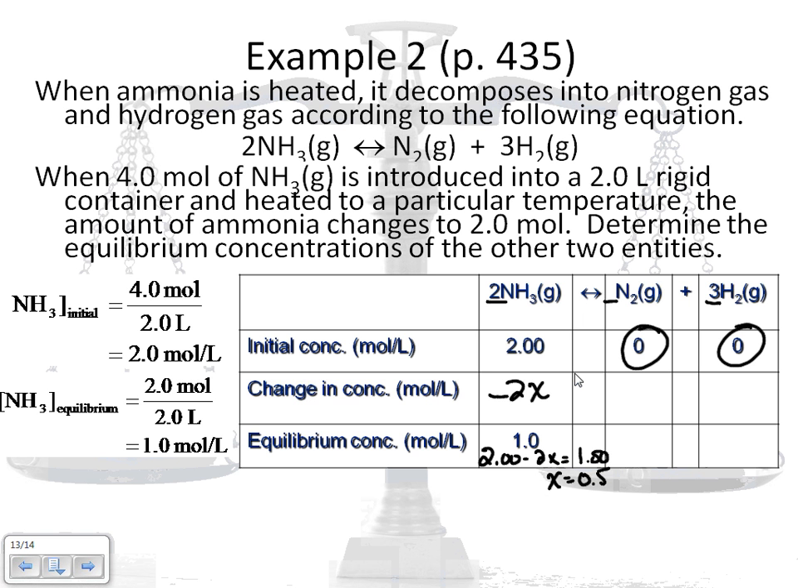What happened to my N2 and my H2? Well, my N2 started off as 0. It's going to go up by 1X. My H2 is going to go up by 3X. So this is going to be 0 plus X, which is 0.5, and this is going to be 0 plus 3X, which is 1.5. So there's your quick answer. If you have any other questions, we'll take them up in class, and I'll see you guys there.